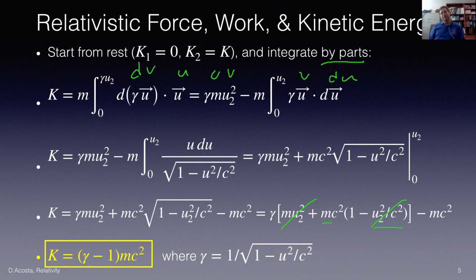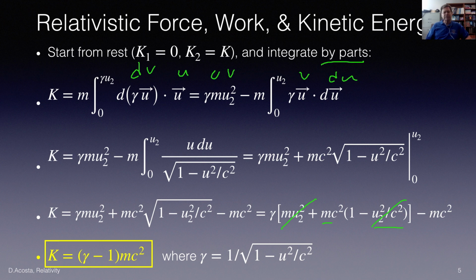So that's it. We've just now derived, by using the concept of work and the work energy theorem to increase the kinetic energy based on that work, a relativistic expression for the kinetic energy. Kinetic energy is gamma minus 1 mc squared. All right, so that's one more important result coming out of special relativity.